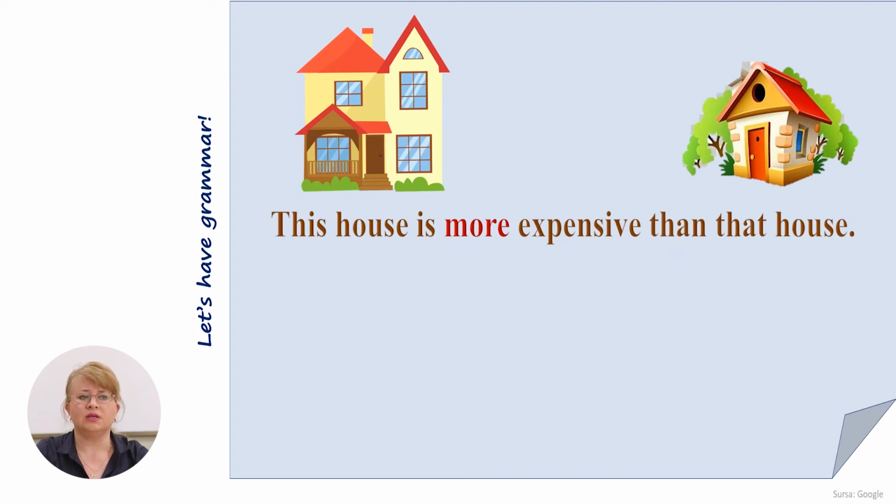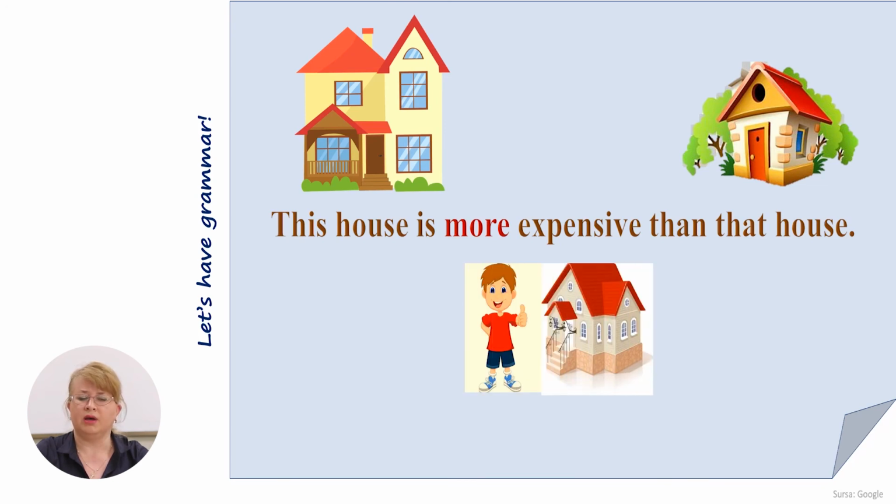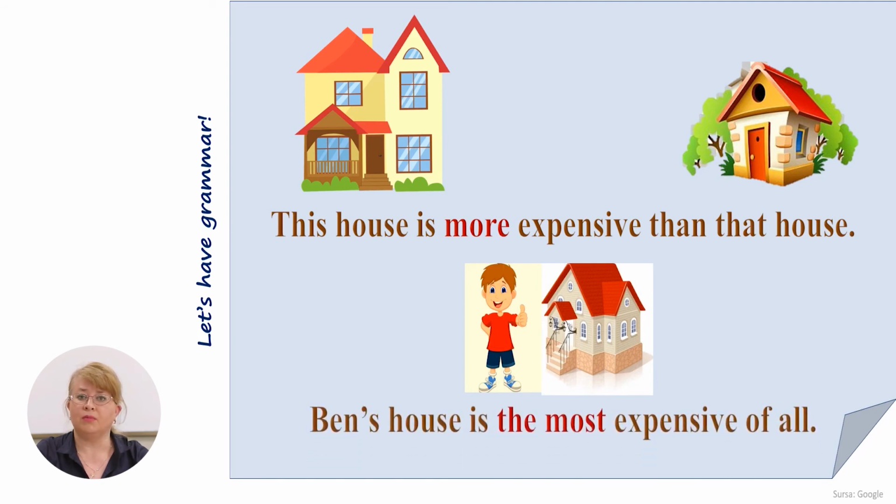So this house is more expensive than that house. Expensive is a longer adjective than small, big, short, and so on. That's why we have to use more before the adjective. This house is more expensive than that house. And what can we say about Ben's house? You see how nice it is? So Ben's house is the most expensive of all. So, to form the superlative, we have to use the most with the long adjectives. Alright?